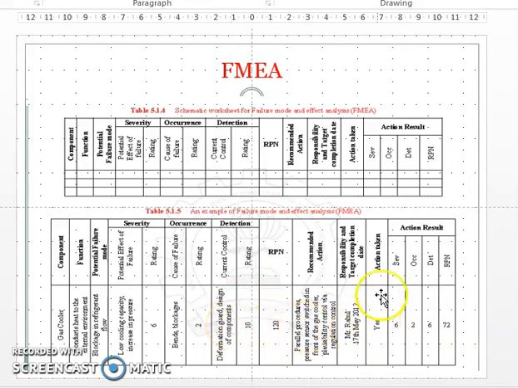Then the action plan is taken, and once again they have calculated the RPN, it is 72 after modification. You can directly observe that before modification the RPN was 120 and it is reduced by nearly 50%, to 72. This means that in this way the failure mode effect analysis is carried out.